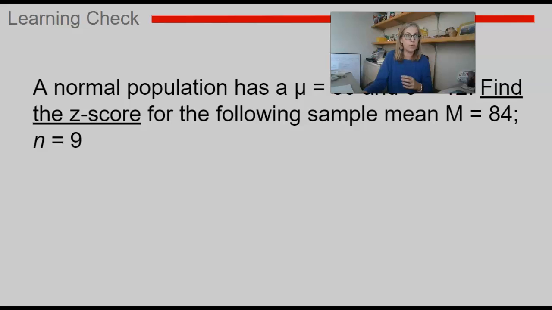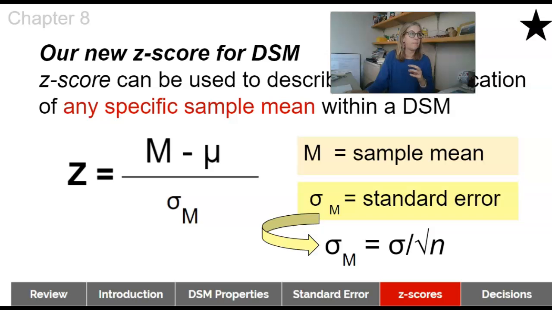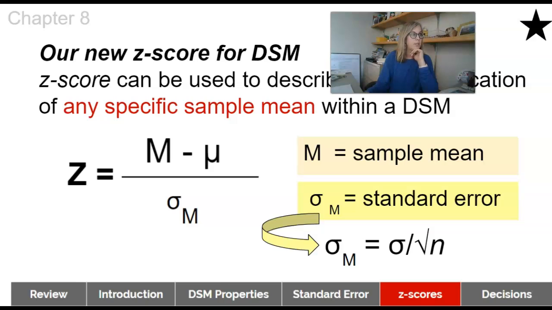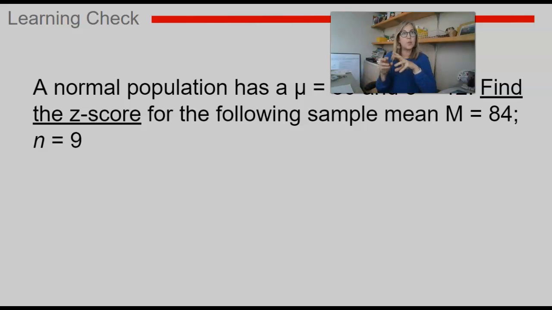And so you would do your M minus your mu, which is the top of the formula, over your estimated standard error. For that estimated standard error, you're going to have to do a little math: your standard deviation over the square root of n. So the first thing we would get is the bottom, the estimated standard error. I would take my 12 over the square root of 9, so 12 over 3, which equals 4. 4 is going to be the bottom of that formula. The top of my Z formula is then 84 minus 80, which is 4. So then 4 over 4 is 1.